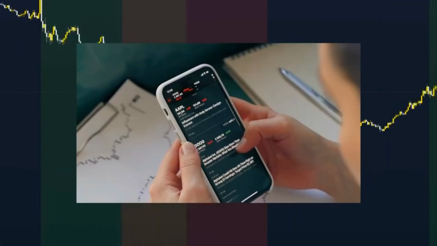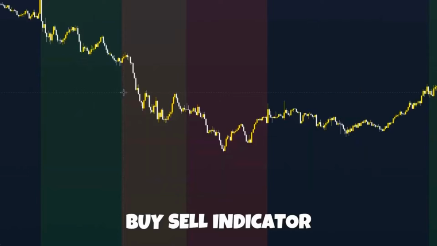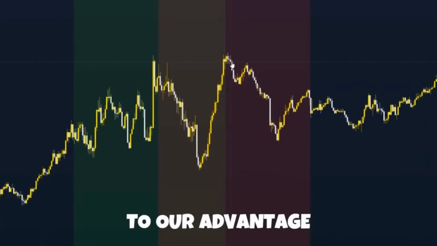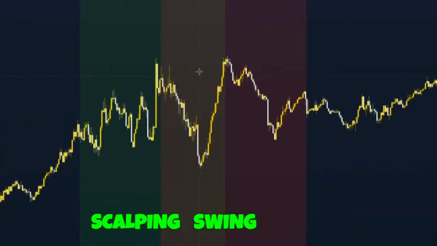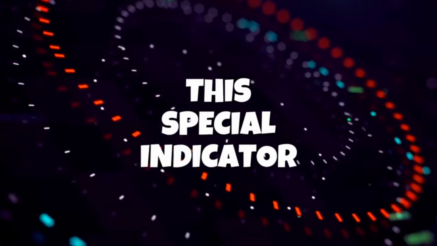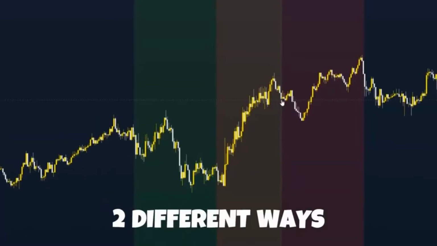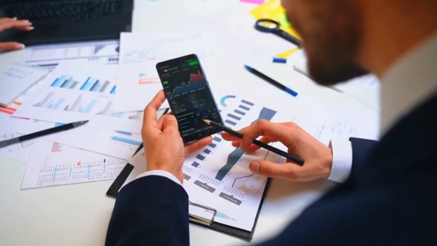It's super easy to use and it's basically a buy-sell indicator but with a nice little twist. It's quite common knowledge that when the mixed session moves into the New York session, price usually reverses, and we're going to use this to our advantage to be able to take scalping swing trades. This special indicator will be able to signal whether we need to take the buy or sell for the direction, but there are two different ways that we can take profits, and I'm going to show you that now.